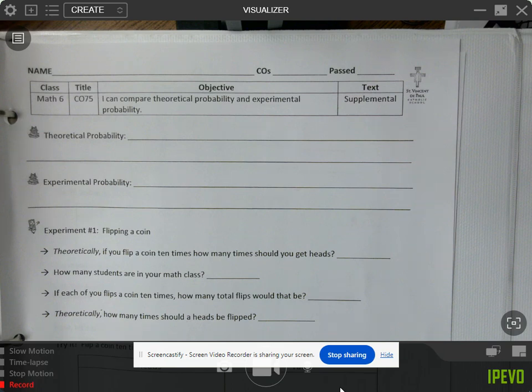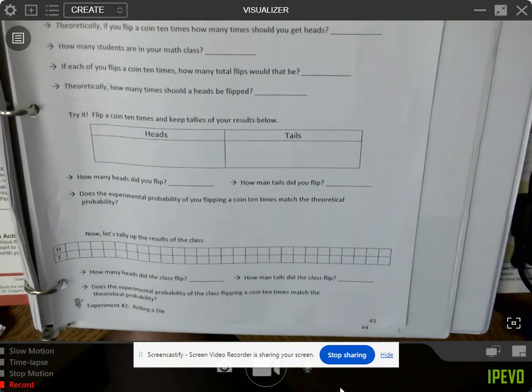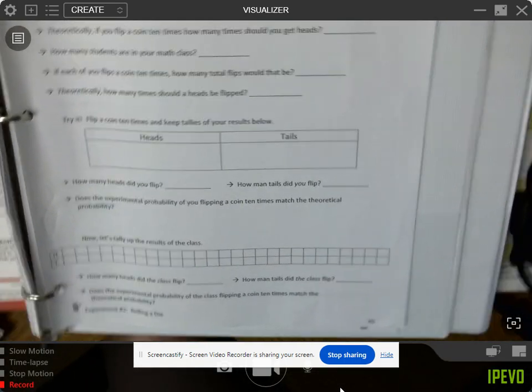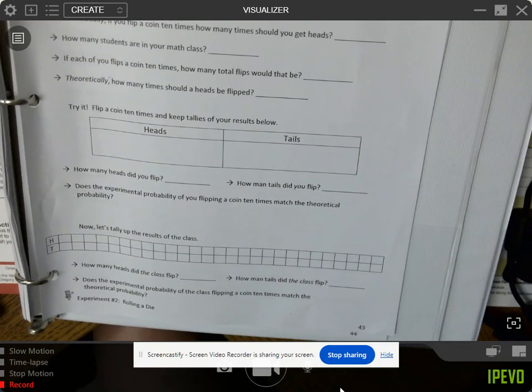Good morning. Today we are finishing up our CO75. So yesterday we were doing the experiments with flipping our coins and rolling the dice. Today we're putting it together as our class. So we are looking at what we got as a whole class versus what we got as individual students. So let's look at that flipping a coin. You're going to help me fill out what we had.